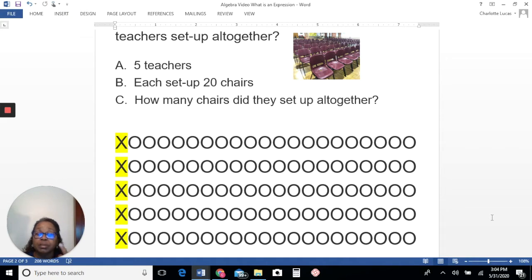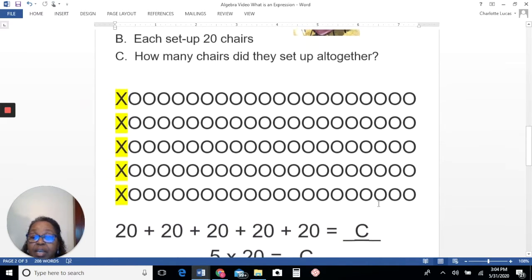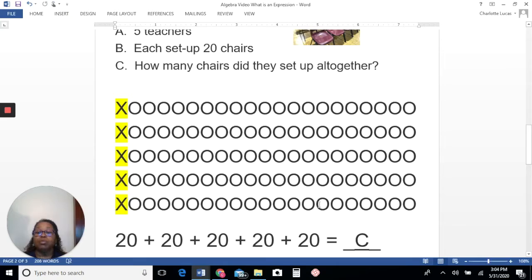Another way that we could simplify this is by simply changing these circles to numbers. How many chairs? 20. So it would be 20 and then 20 and 20 and 20 and 20. We would add all the 20s together and we could get the answer. So we have simplified it. It would look something like this: 20 plus 20 plus 20 plus 20 plus 20, and then we could get our answer.